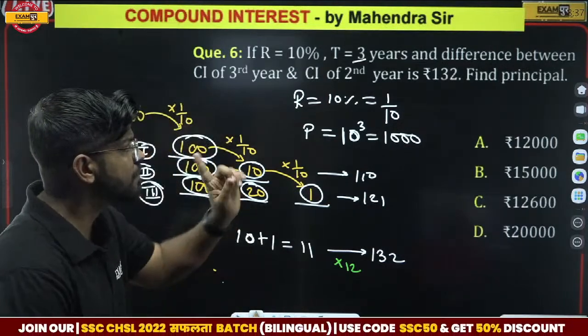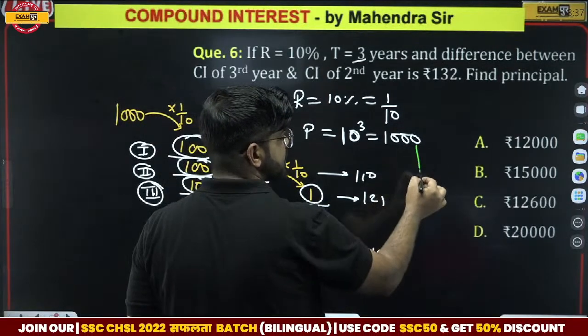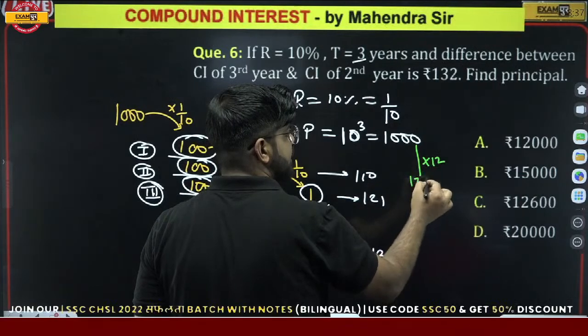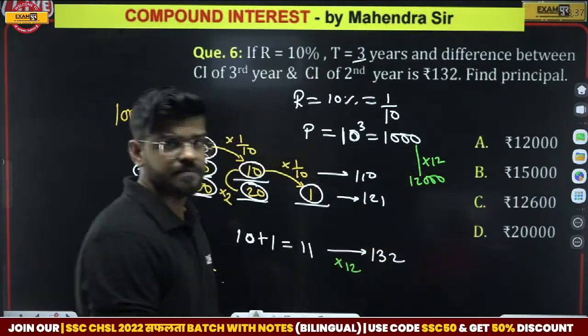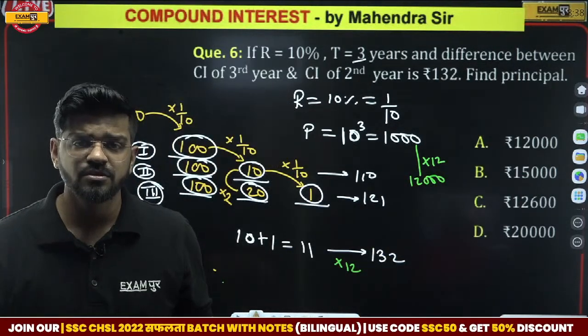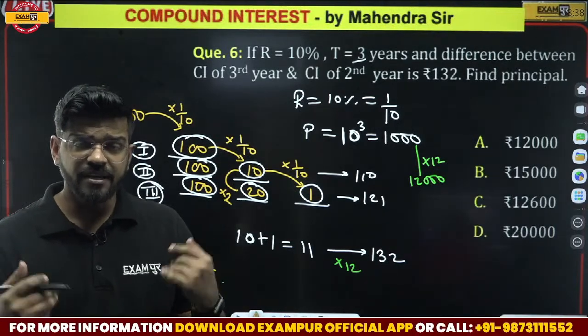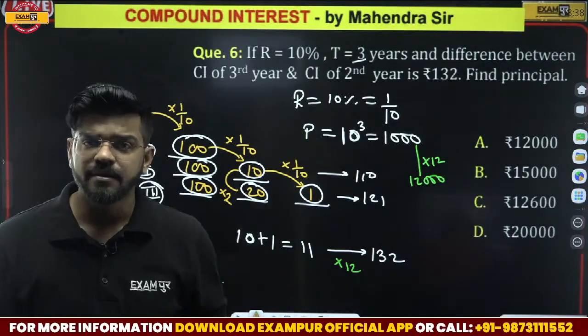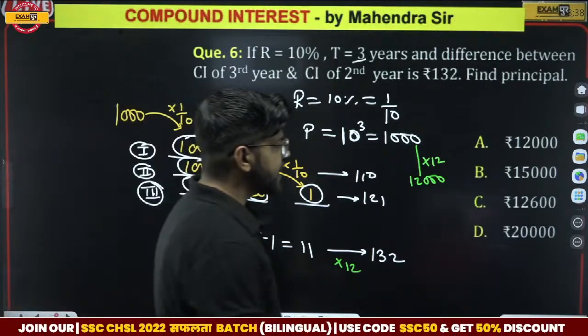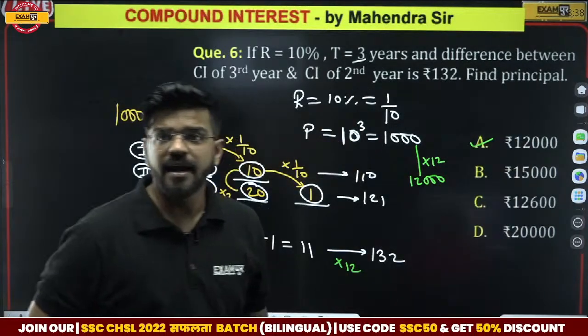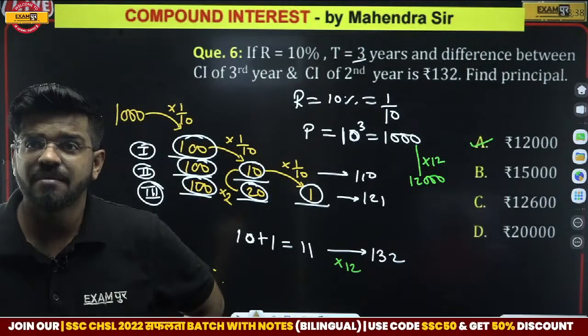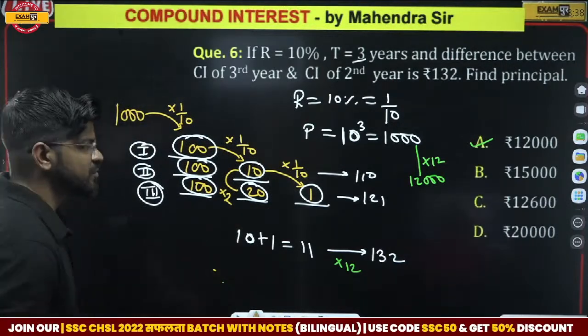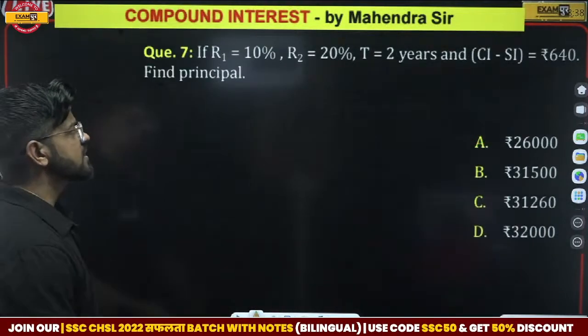You have been asked for the principal. I let the principal be this, multiply it by 12, and you will get 12,000. I am writing so much here so that you can understand, but when you solve, you can solve directly. So 12,000 is my answer. That means option A is correct, and I got the answer from Sam. Superb, Sam. Let's move on to another question.